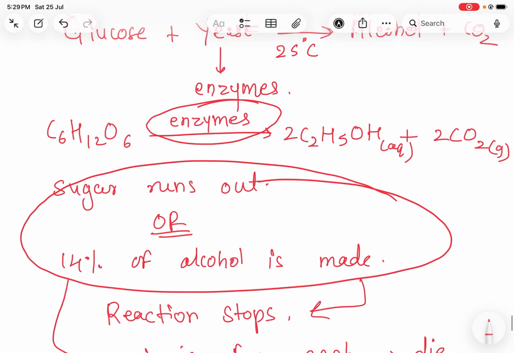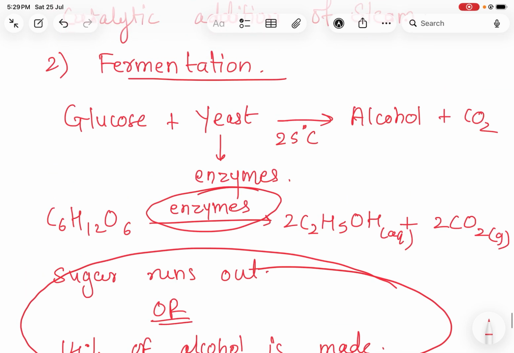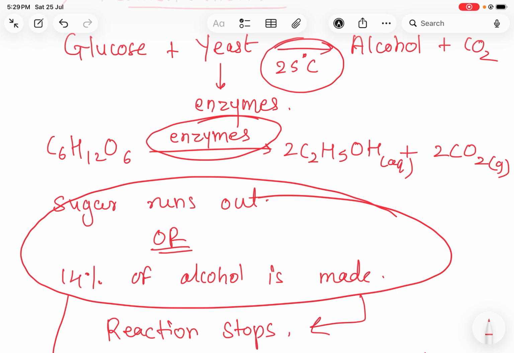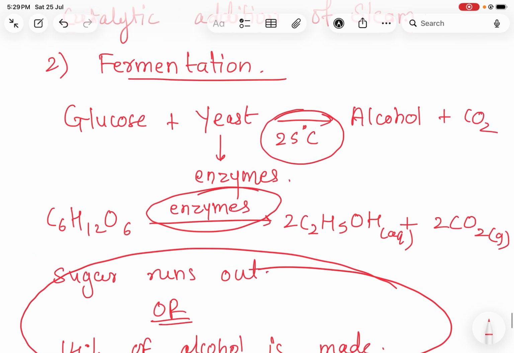Because enzymes are involved here, the reaction is happening at 25 to 35 degrees Celsius. Enzymes work at optimum temperature and they get deactivated or denatured above around 35 to 40 degrees Celsius, because of which this reaction is happening at room temperature. So it can be any source of sugar. It can be maize or any other grains which contain sugar that can be used in making alcohols. So this reaction is important. It is asked in exams.